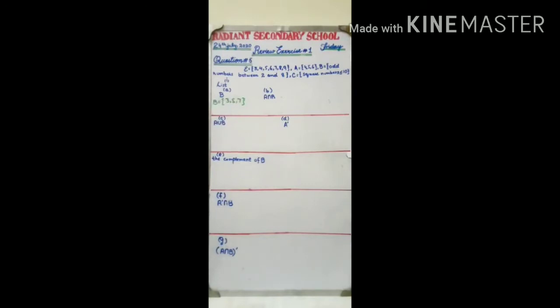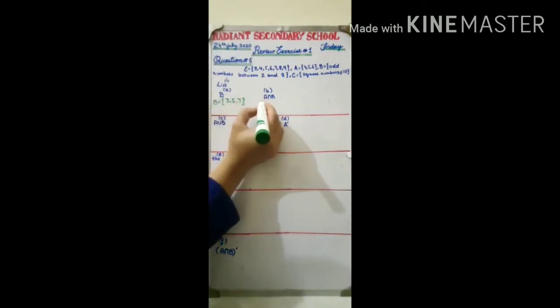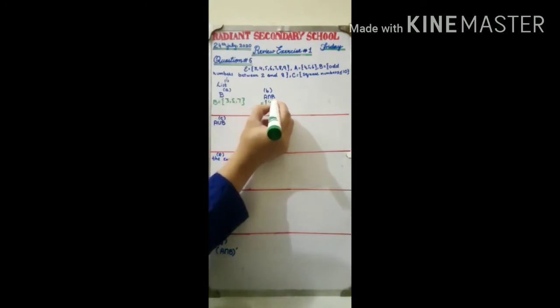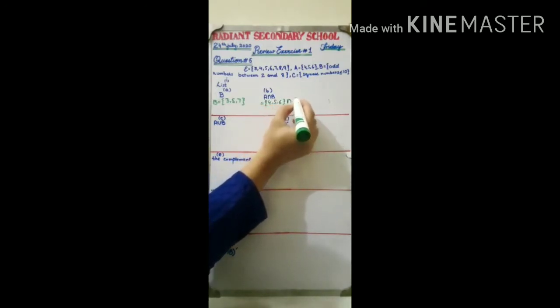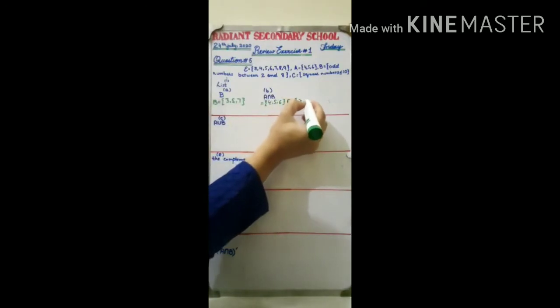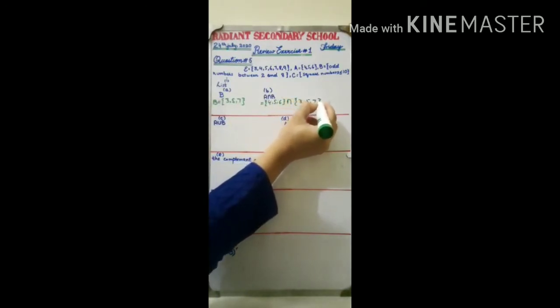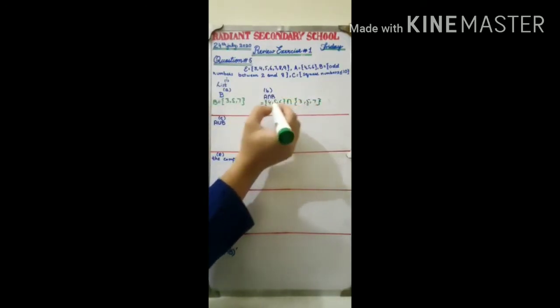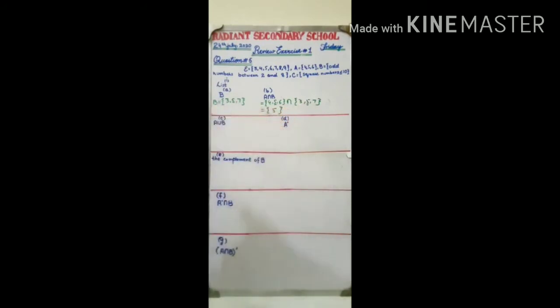Come on B part. In B part we have to find intersection between A and B. A set is 4, 5, 6. Intersection B set is odd numbers between 2 and 8. Here we have written 3, 5, 7. So B set is 3, 5, 7. Now common element is 5. Their intersection is 5.